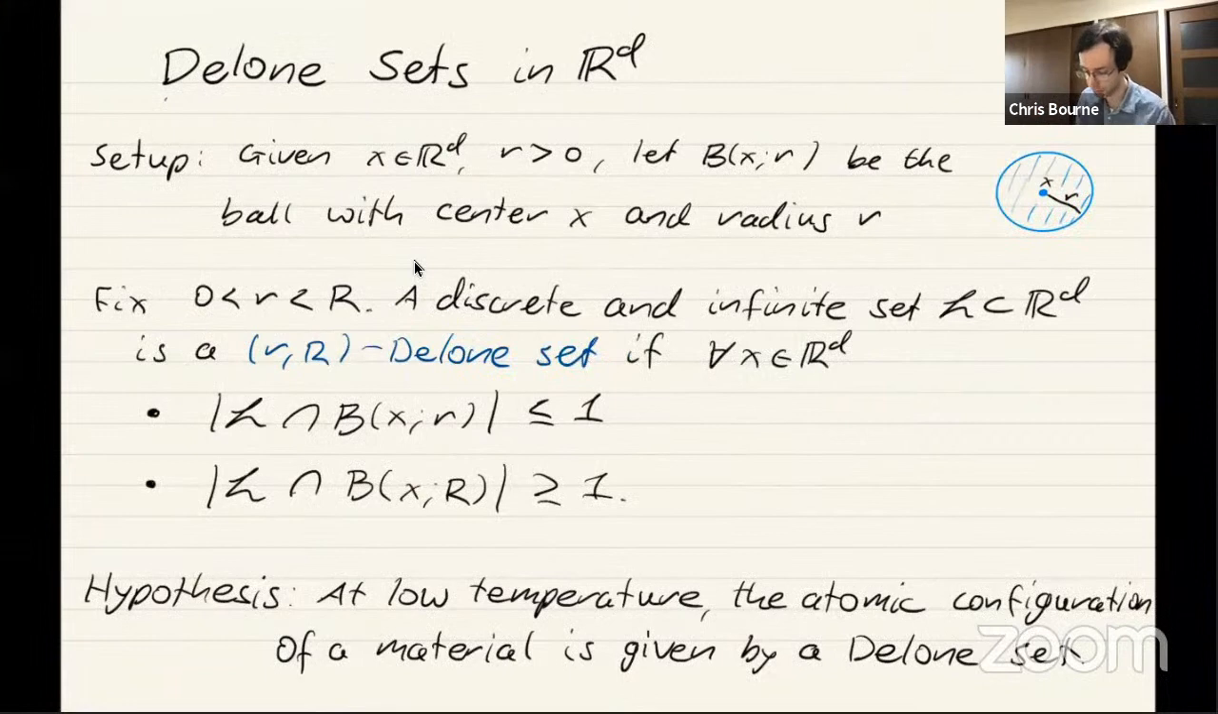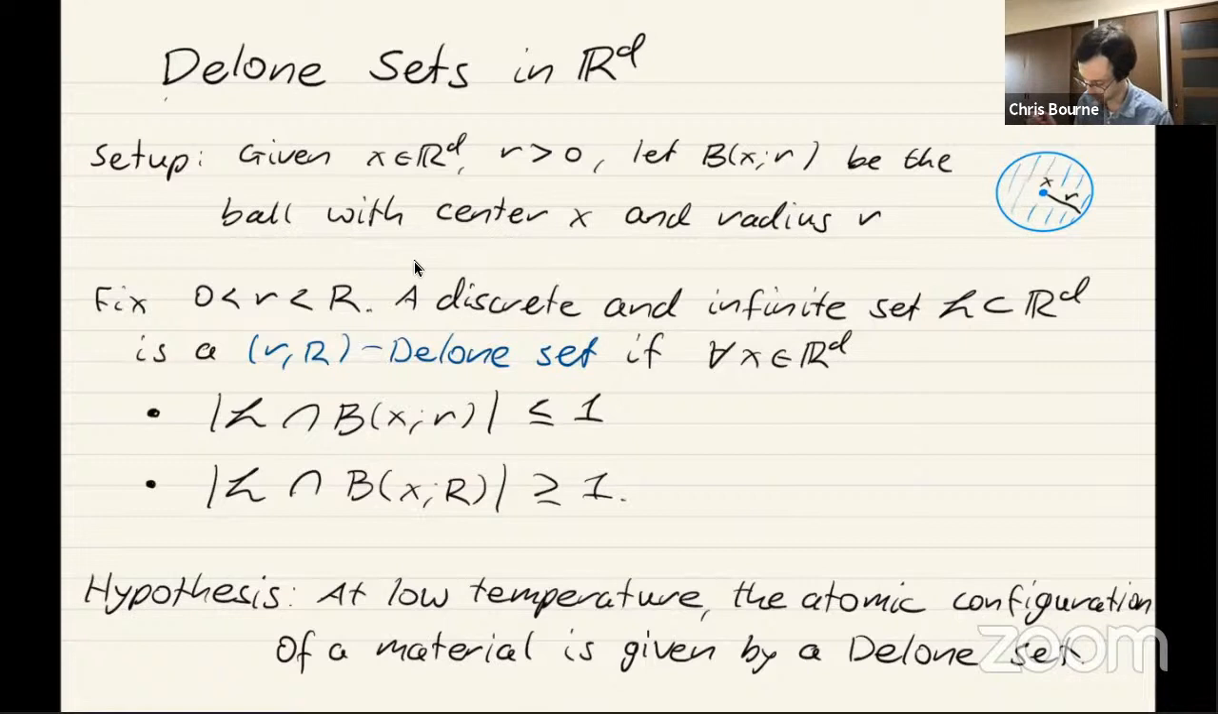In particular, I'm going to talk about these things called Delone sets. Let me first explain what these are. Just to set notation, we have a point x in R^d. If you want, just think of the plane. You set some positive number r, and B(x, r) is the ball centered at x with radius r. We're actually going to have two radii, a little r and a big R. And we're going to look at a discrete, infinite set, which I'll call curly L.